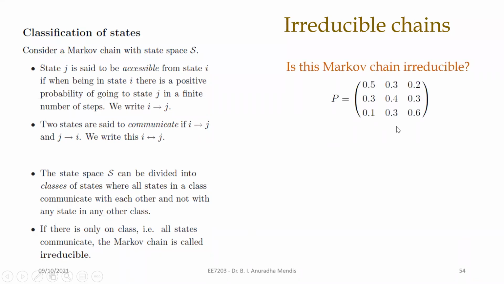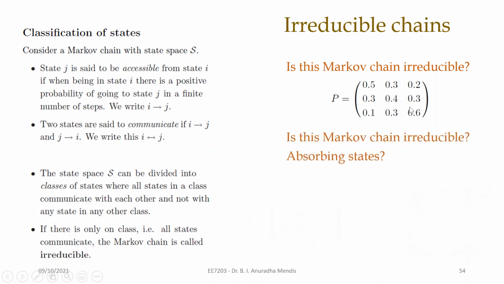So if you look at this Markov chain, can you identify whether this is reducible or irreducible? Based on the transition matrix, you can see there is a possibility from any state to go to another state because every transition has some value. So this is possible. This is irreducible.